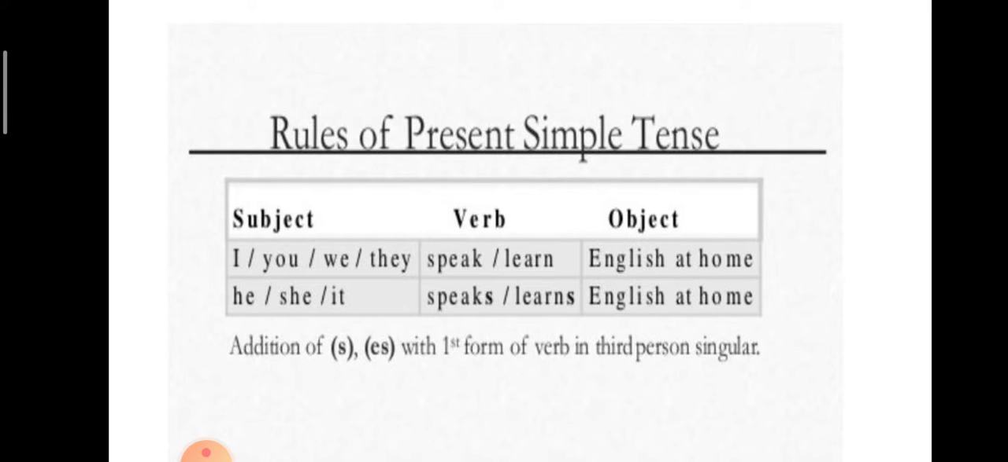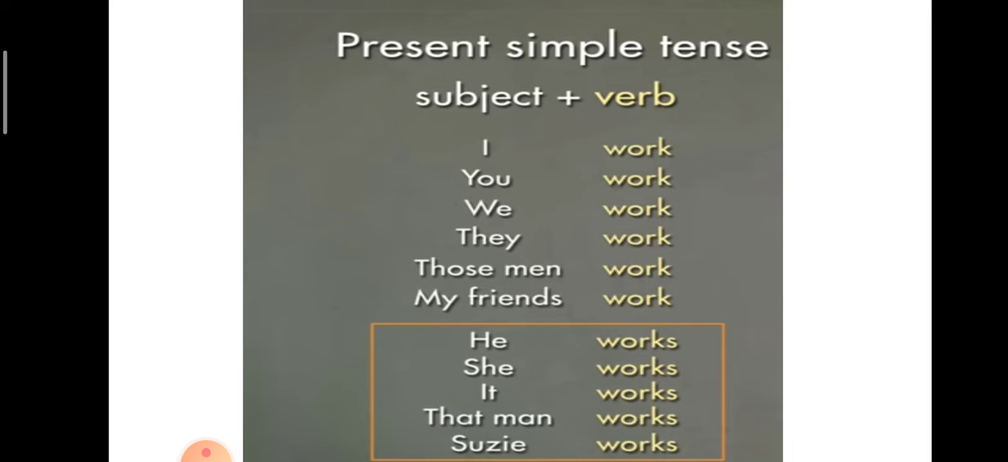In the third person singular, you are just adding s or es to the first form of the verb. I, you, we, they are first person. He, she, it is the third person singular. I know you may be a little confused. Let me explain in detail.